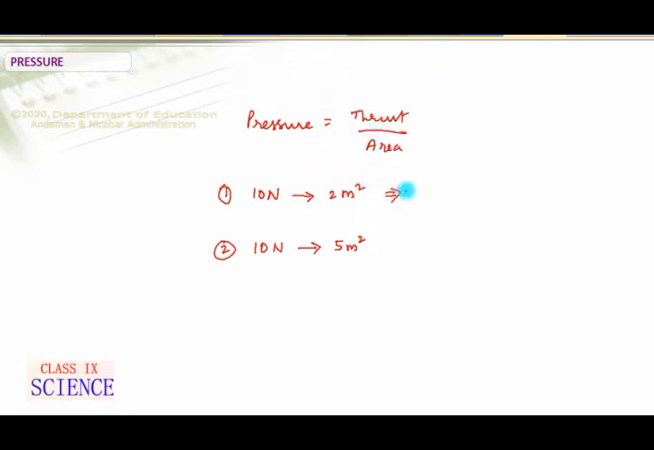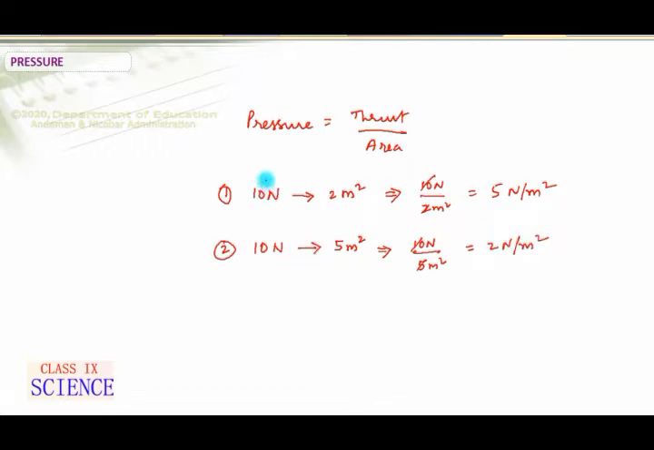Here thrust is 10 Newton divided by 2 meter square. Upon solving this, we will get 5 Newton per meter square, right. On the second object, the same amount of force is applied, that is 10 Newton divided by, here area is just increased to 5 meter square. Upon solving this, we will get 2 Newton per meter square.